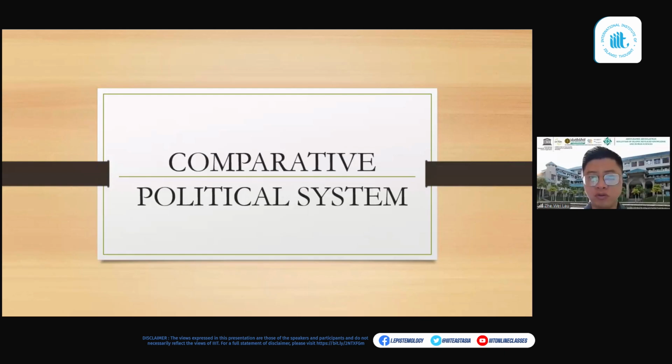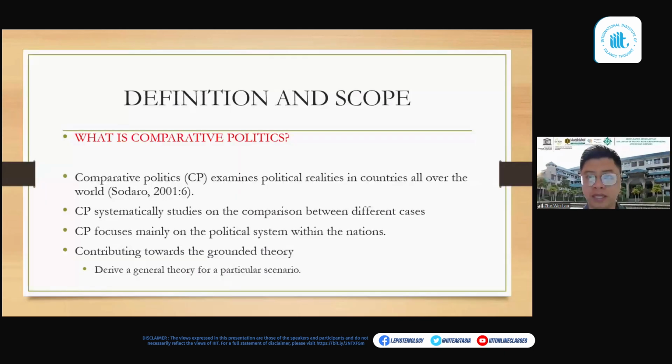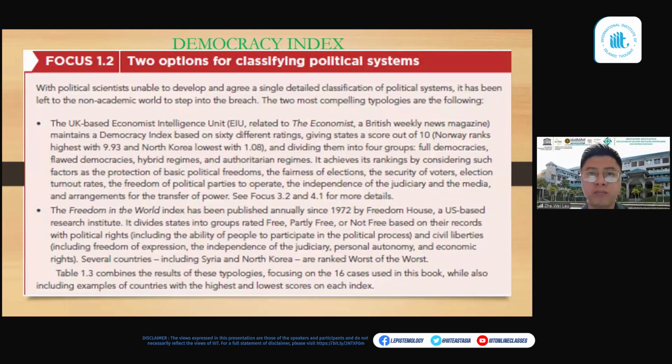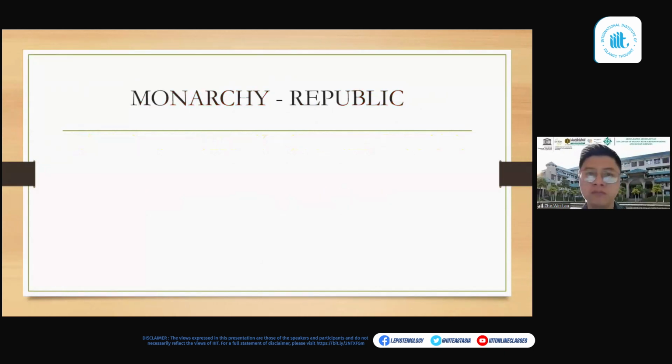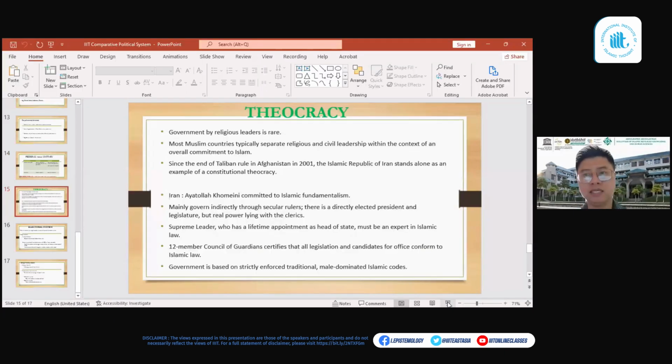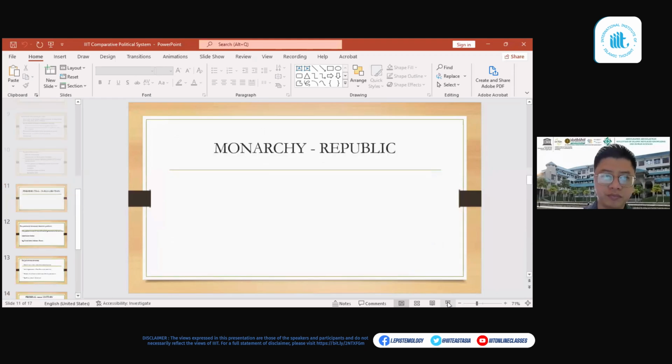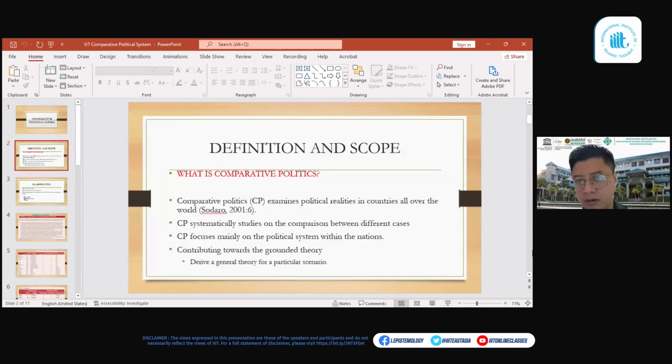All right, so what I'm going to cover today for comparative political system: I'll give a general idea first, what is comparative politics, followed by a comparison of the basic political systems in the world. Because I realized that I cannot cover everything, I pick a few that are commonly practiced in the world. And since it is a triple IT program, I'll try to include another one, an Islamic theocracy state, for this lecture. All right, so we go to the beginning first, about the definition and scope.